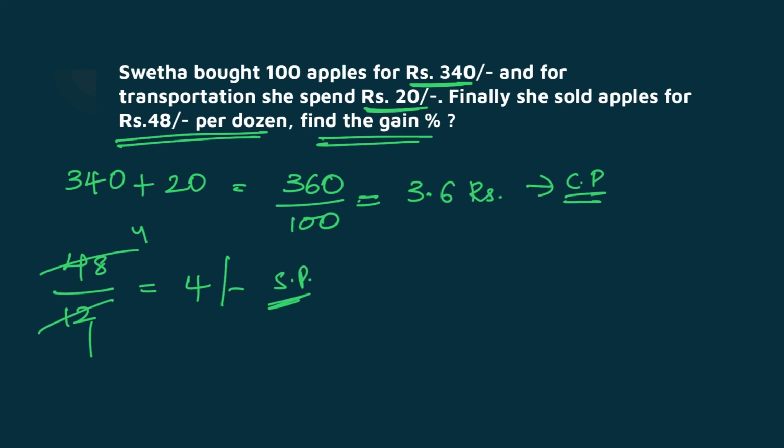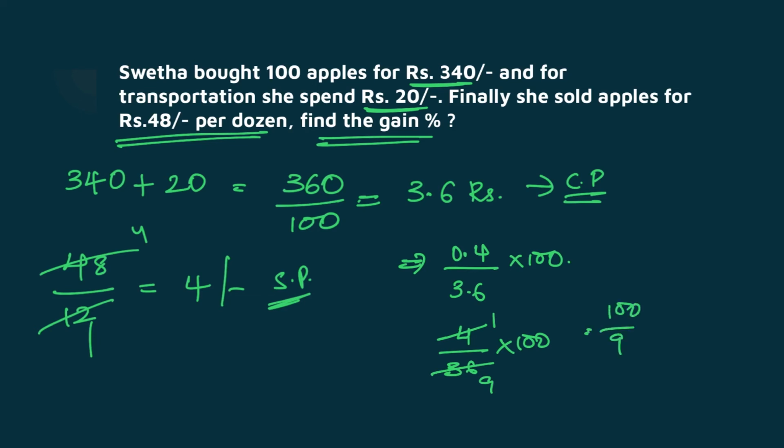4 minus 3.6, which is nothing but 0.4, and the cost price is 3.6, multiplied by 100, which is nothing but 4 by 36 into 100. 4 ones are 4, 4 nines are 36, which is equal to 100 by 9. This can be represented as 11 1 by 9 percentage. So this is the gain percentage.